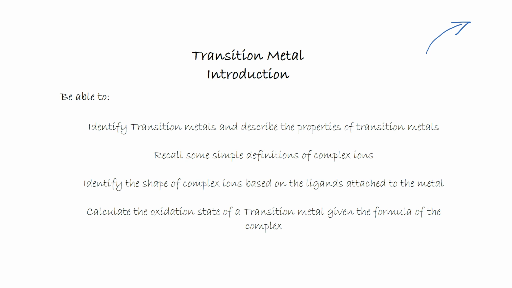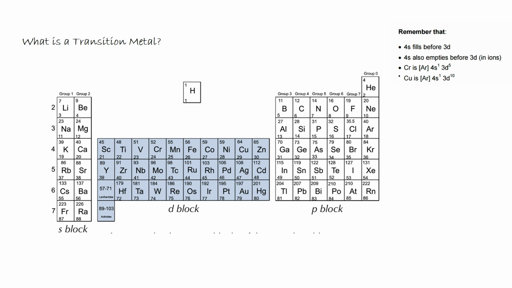Let's have a look. So first up, what is a transition metal? Well, we've seen our layout of the periodic table before, where we've got the first two columns on the left as our S block, because their outer electrons, or valence electrons, are in the S block. The D block elements are in the middle, where the outer electrons are in the D block, and the P block, where the outer electrons are in the P block.